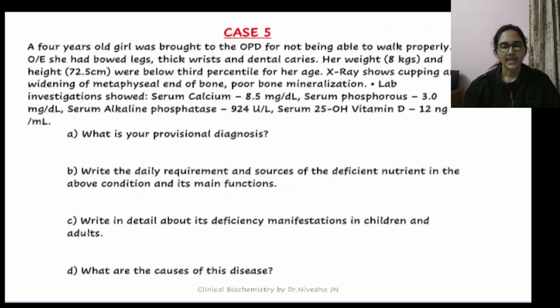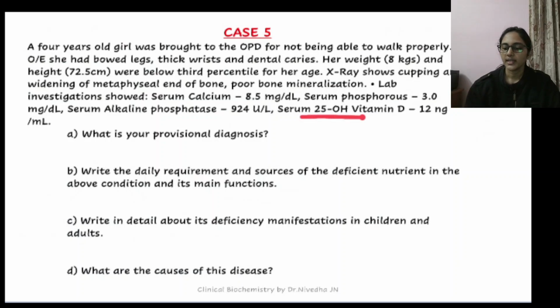So what are the normal calcium levels? It will be 8.5 to 10.5 milligram per deciliter. So it's kind of normal. And serum phosphorus, remember, it's similar to albumin only. It is low normal, you can have. And serum alkaline phosphatase is 924. It should be around 40 to 150, but it is much elevated here. Even if it is a 4-year-old child, it is too much; it is elevated here.